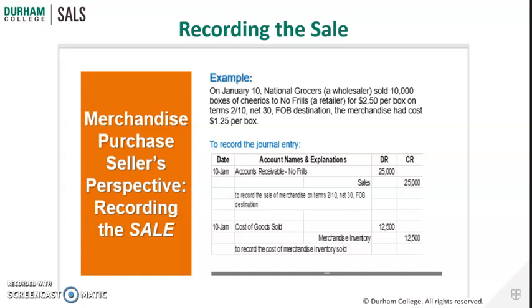So let's take a look at this journal entry. Now remember, we gave terms to No Frills, so we're going to debit accounts receivable for No Frills for $25,000 and credit sales for $25,000. And then we're going to record the expense. We're going to debit cost of goods sold for $12,500. Remember, that's what it costs us to initially buy it from General Mills. And we're going to credit merchandise inventory for $12,500 because we no longer have that inventory. We sold it to No Frills.